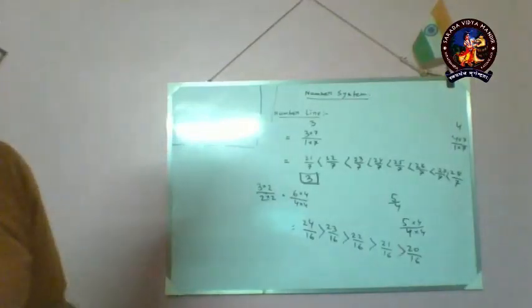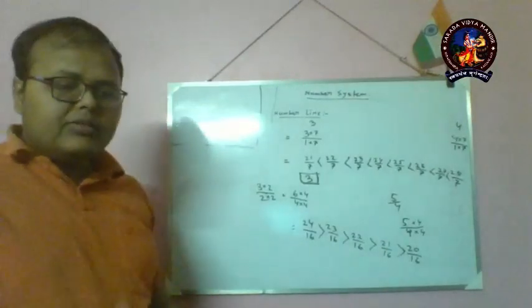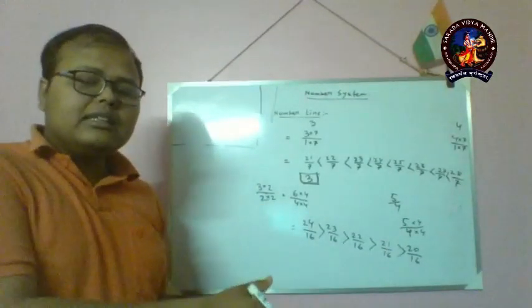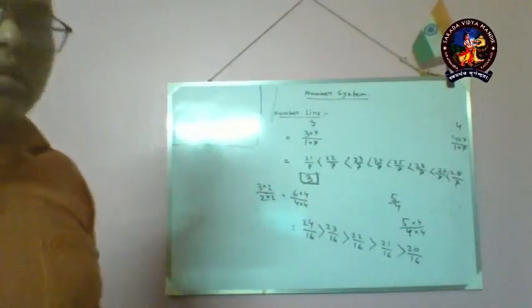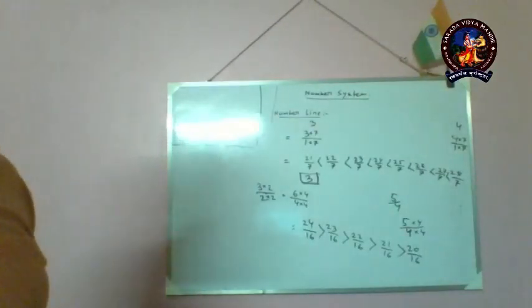Every integer is a whole number. Definitely it is not, because the whole numbers are a part of the integers. So other integers are there which are not whole numbers. So minus 5 is not a whole number. So every integer is not a whole number.